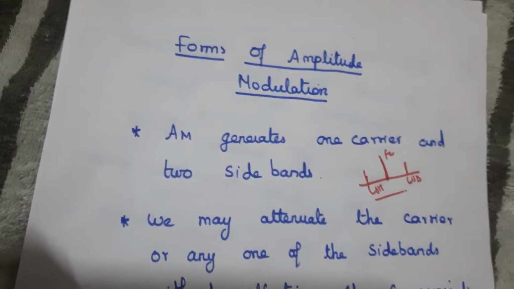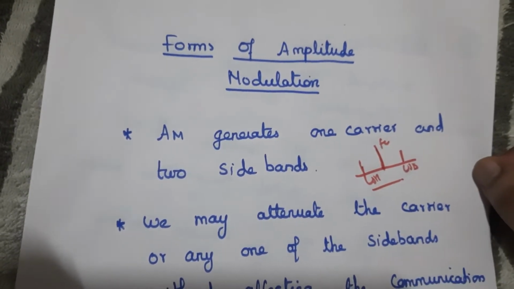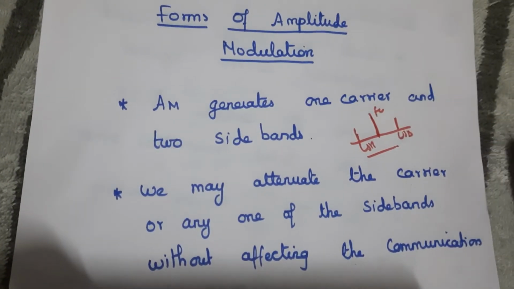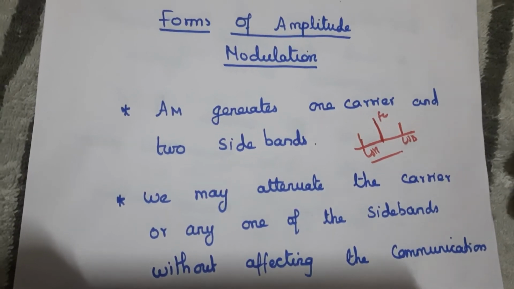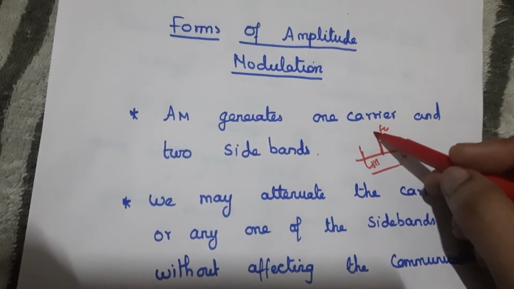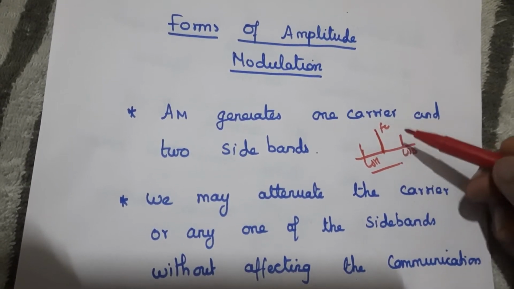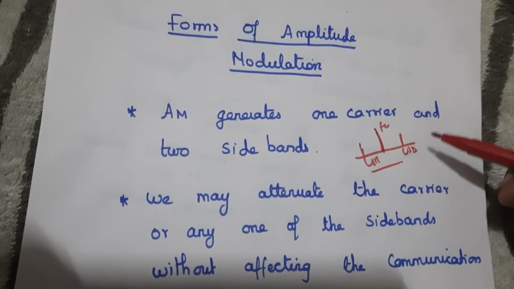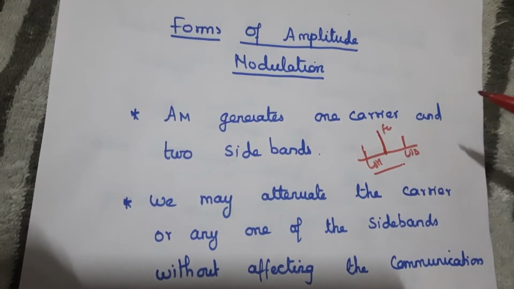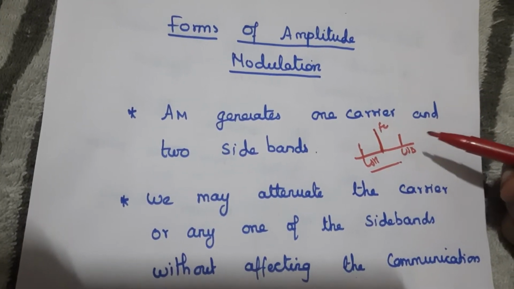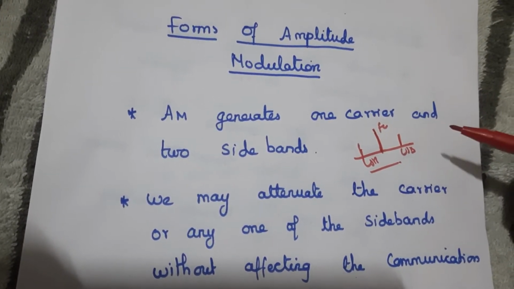So we may attenuate or remove the carrier or any one of the sidebands without affecting the communication. So if you remove the carrier and any one of the sidebands, it cannot affect the communication process. So it may be used to reduce the power, and it can also save a lot of bandwidth.